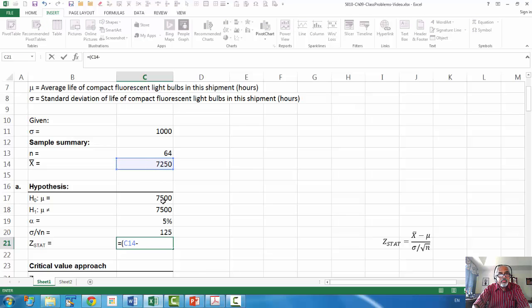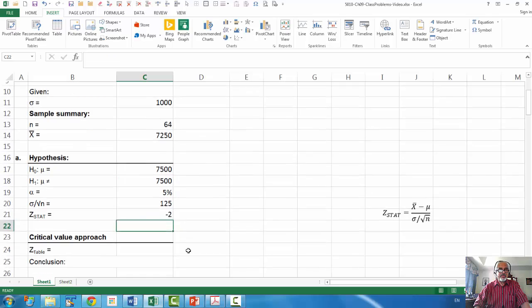x bar minus mu. So here we are able to now click on C17. That's the reason why the hypothesized value of mu should be in a separate cell, so we can use it in this formula. Divided by the standard error, which is sigma over square root of n, which gives minus 2.